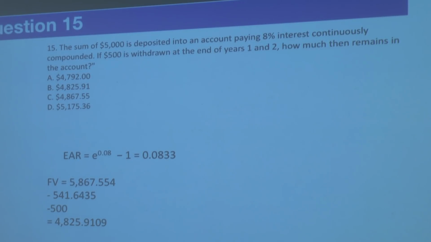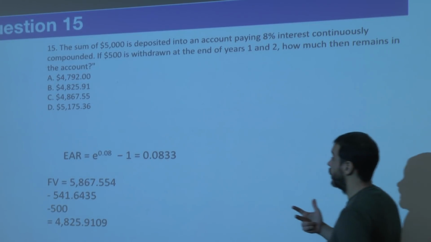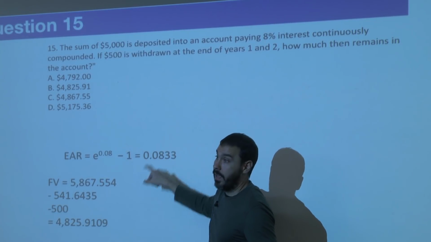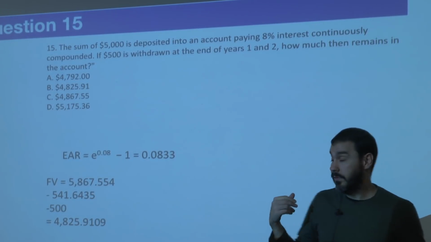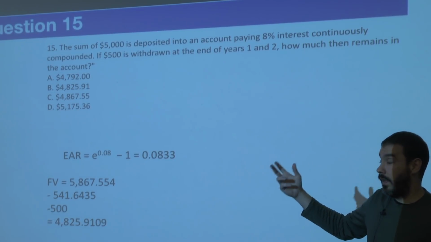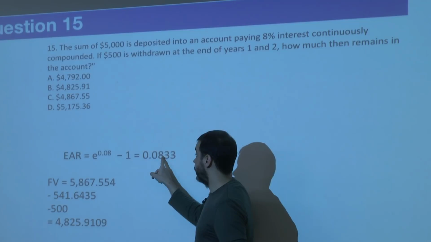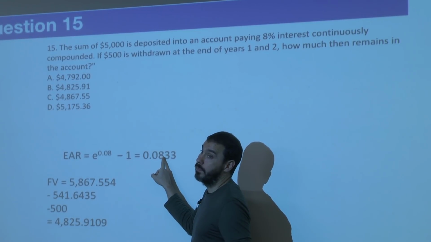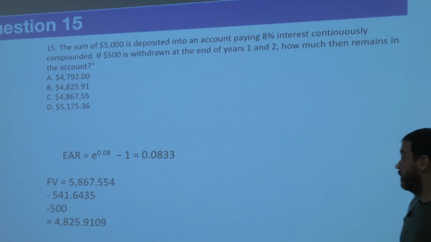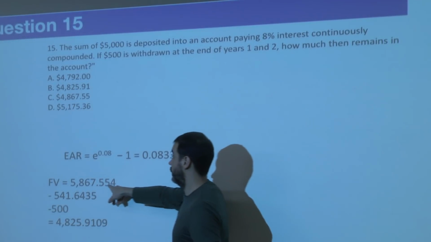So you can do this in many different ways. You can compute the future value of $5,000 after 3 years given this rate, and then subtract the $500 compounded for 1 period at this rate, and the $500 at the end, which is what I've done here.